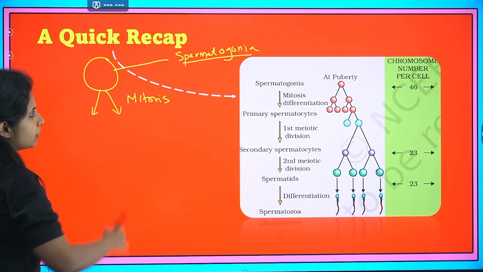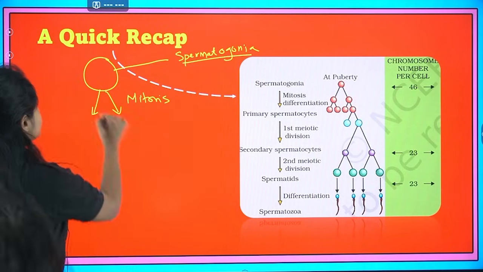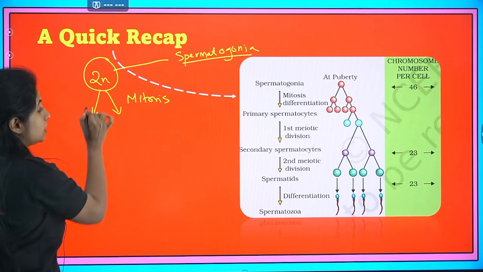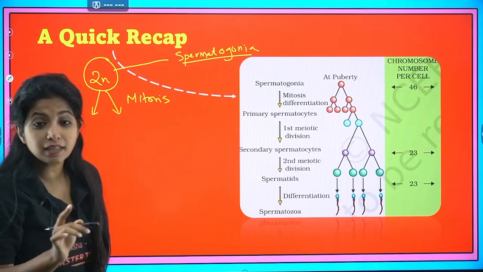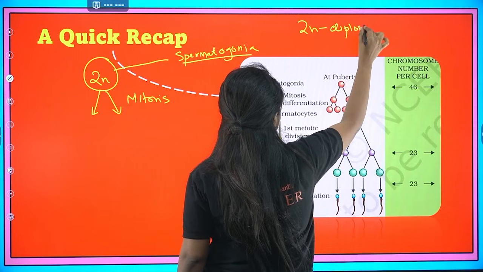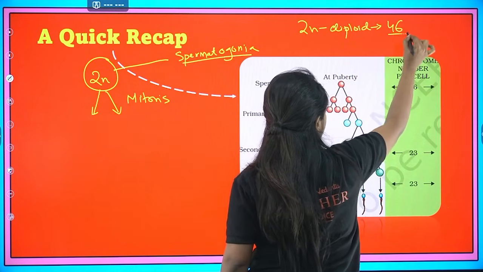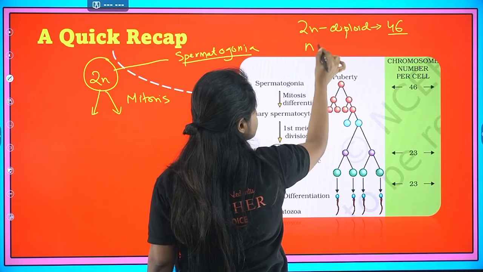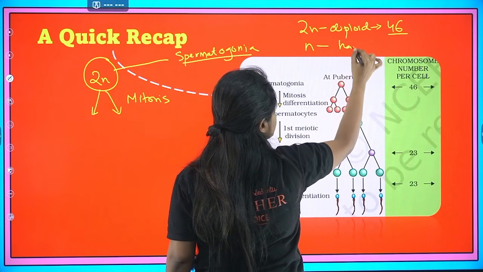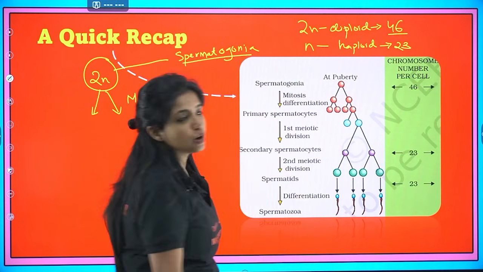Mitosis. By the way, what is the number of chromosomes up over here? The number of chromosomes up over here is 2n. It's like a normal cell. It is diploid in nature. 2n means diploid, which means it has double the amount of chromosomes. So basically 46 chromosomes are there. Now when we form these sperms, they are going to be haploid, and haploid ones will have half of it, that is 23 chromosomes.